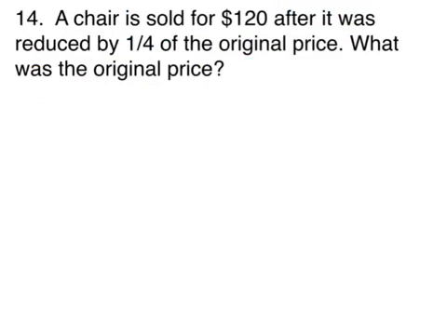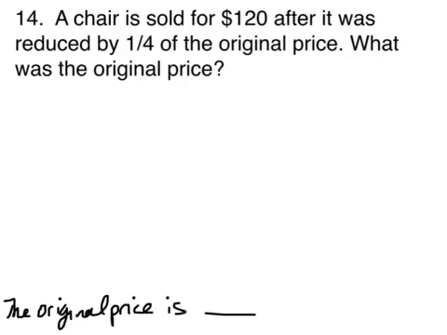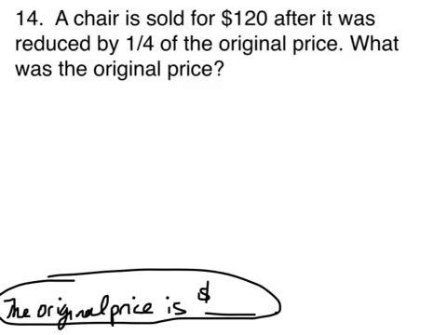Okay? Okay, number 14. A chair is sold for $120 after it was reduced by 1/4 of its original price. What was the original price? So what we want to know and what we want to answer here is the original price is blank. Okay? And I know it's going to be some money. So I'm going to go ahead and write that down there and circle that. That gives me a place to put my answer. It also keeps my thinking on track.